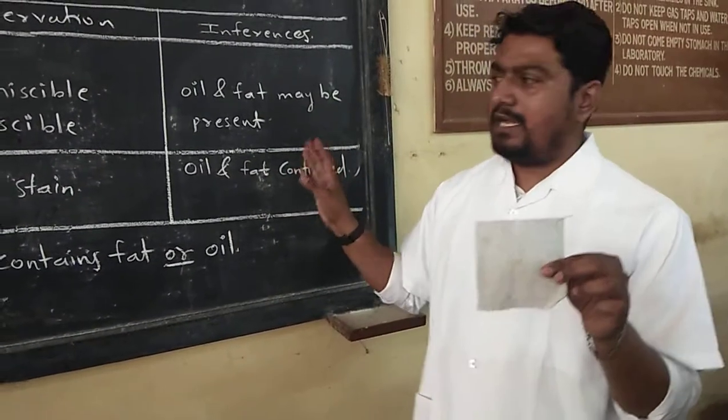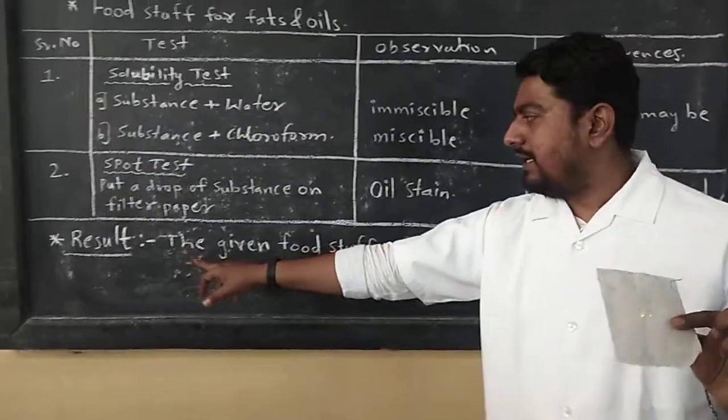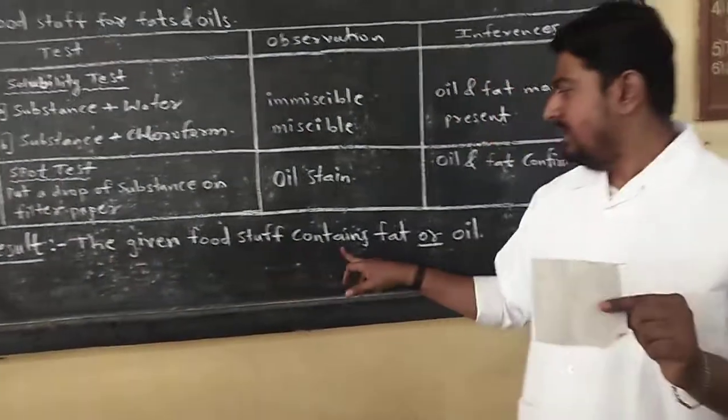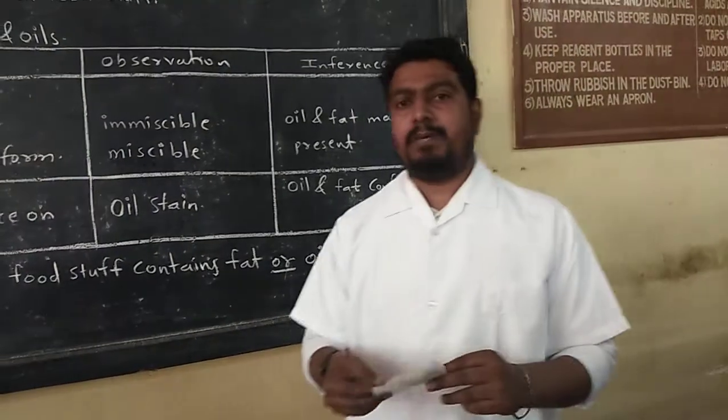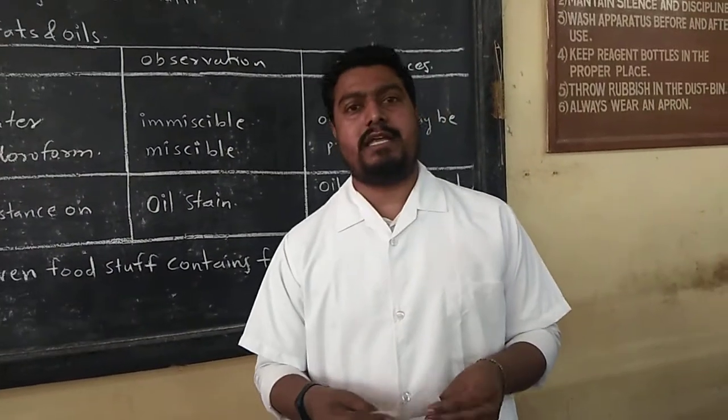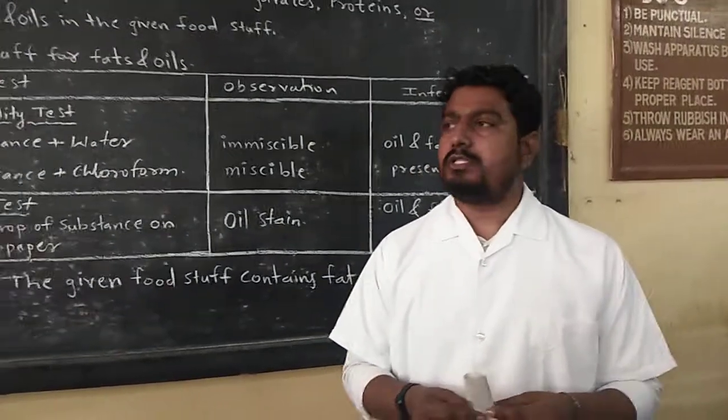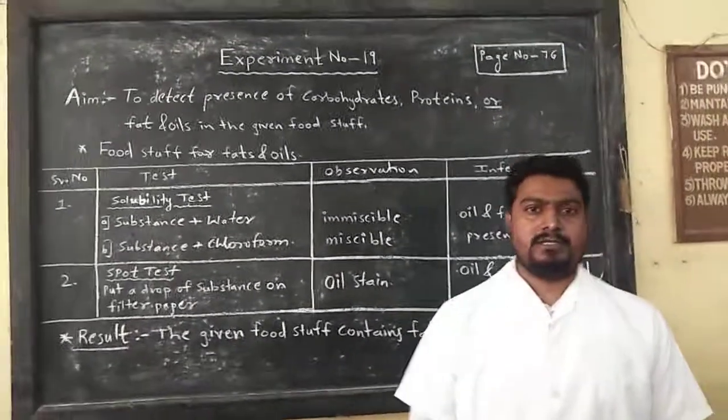That much. And now we have to write the result. The given foodstuff contains what? Fat and oil. Is it clear? So it is a very simple experiment, and will be asked for 2 marks in the examination. You're not supposed to lose marks in this experiment. Okay? Bye. Thank you.